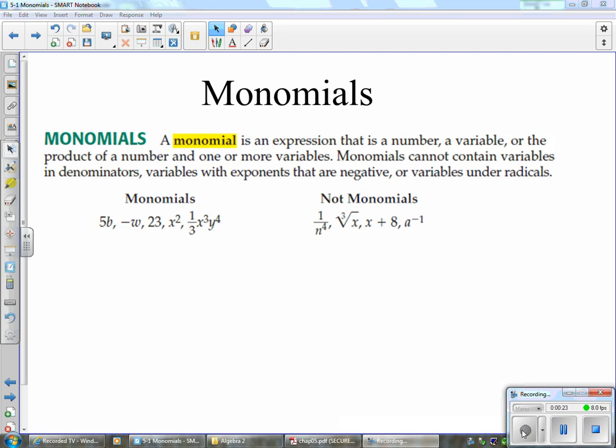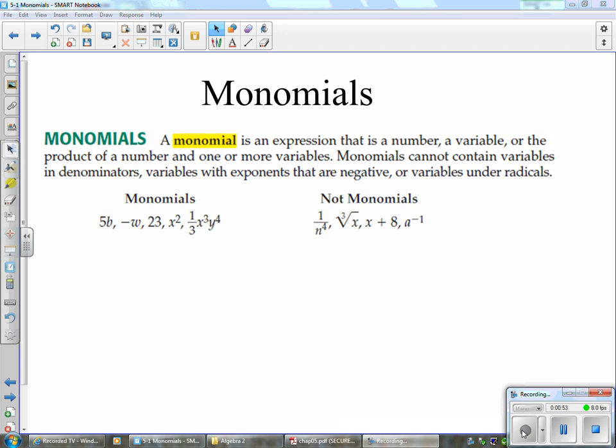Monomials cannot contain variables in denominators, variables with exponents that are negative, or variables under radicals. So as you take a look at this, the monomials are examples like 5b, negative w, 23, which is just a plain old number, x squared, and 1/3 x cubed y to the 4th. You can have fractions as numbers in it, but you can't have the variables on the bottom.